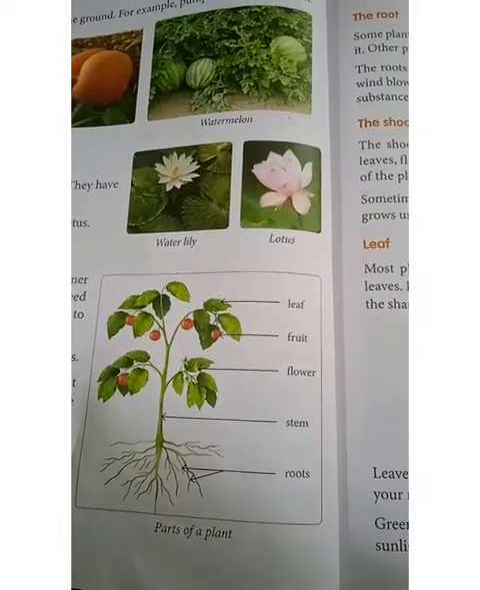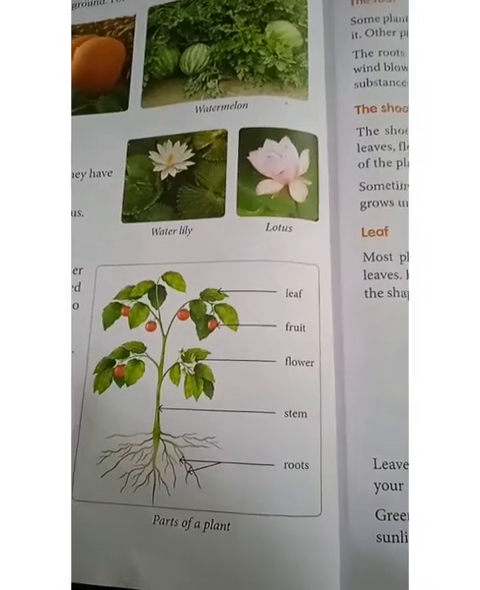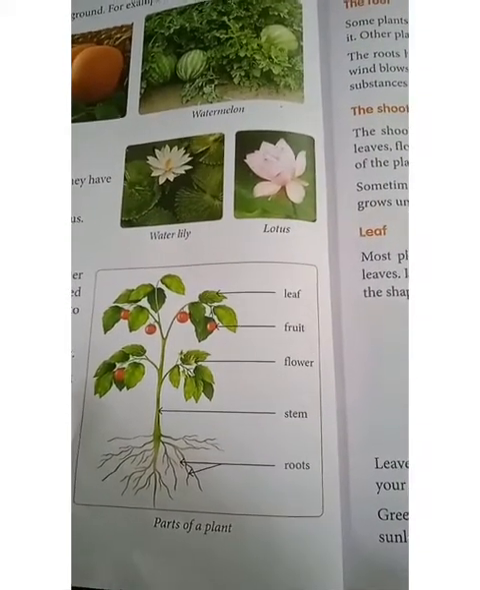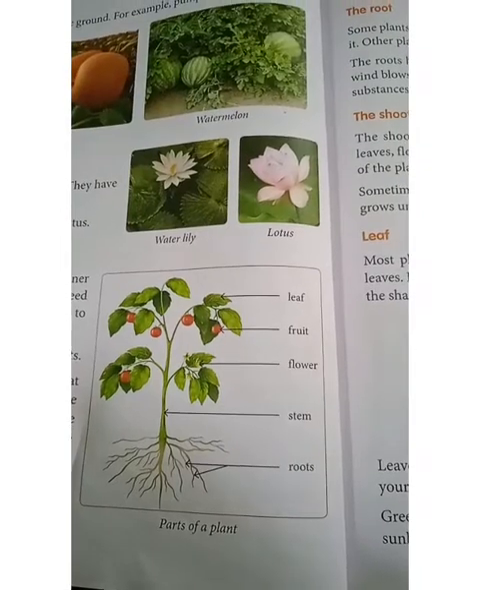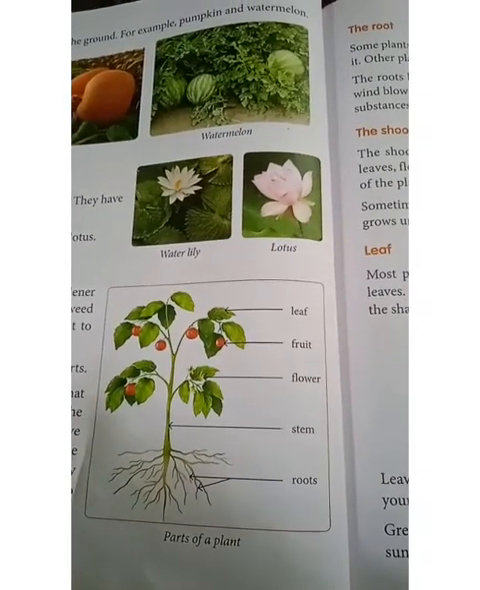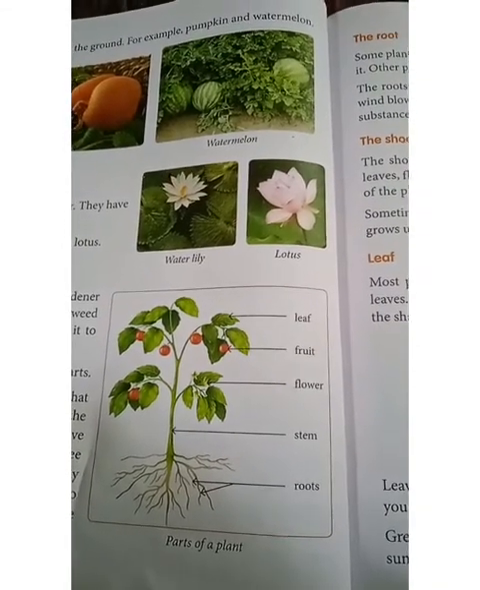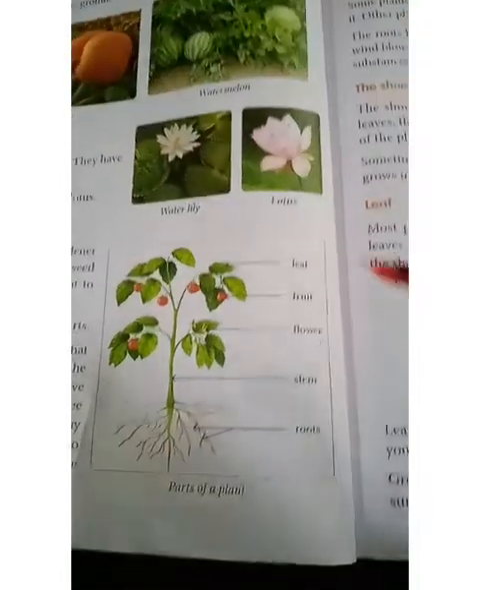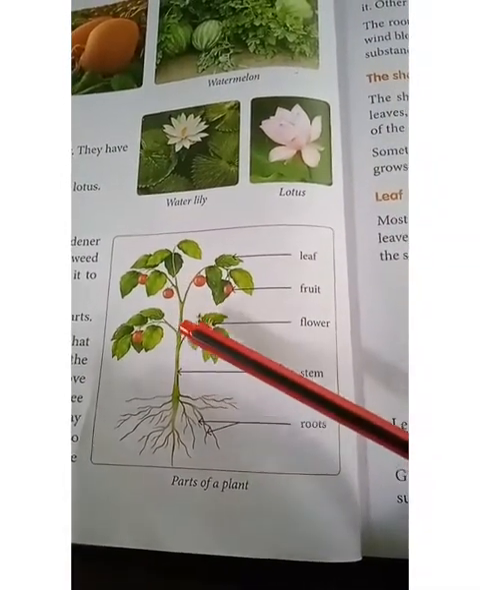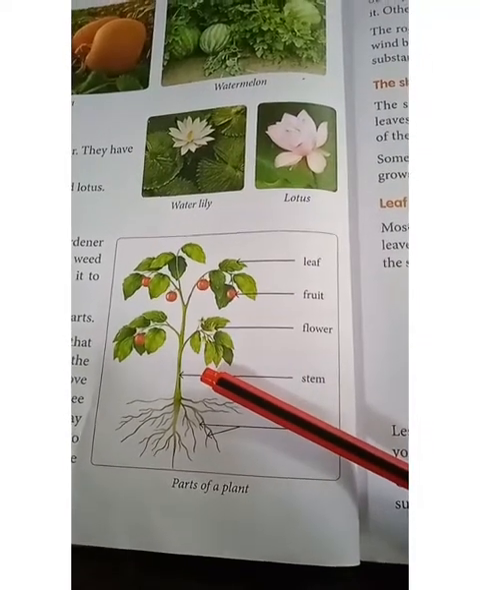Okay, so plants are living things which need water, air and sunlight. Living things need water, air and sunlight. This is a plant, and these plants are living things.